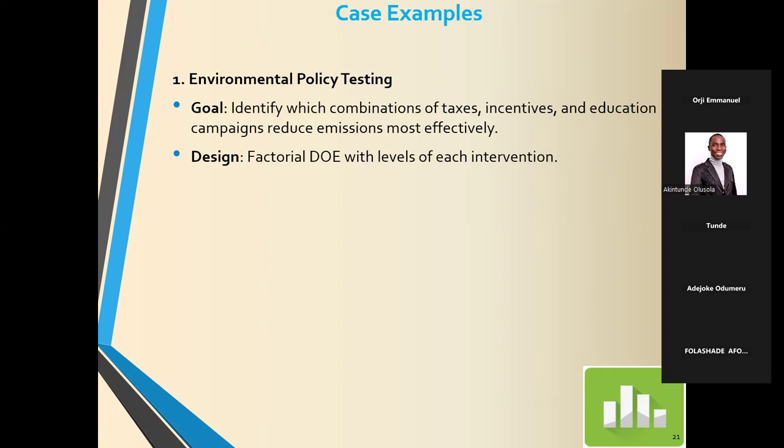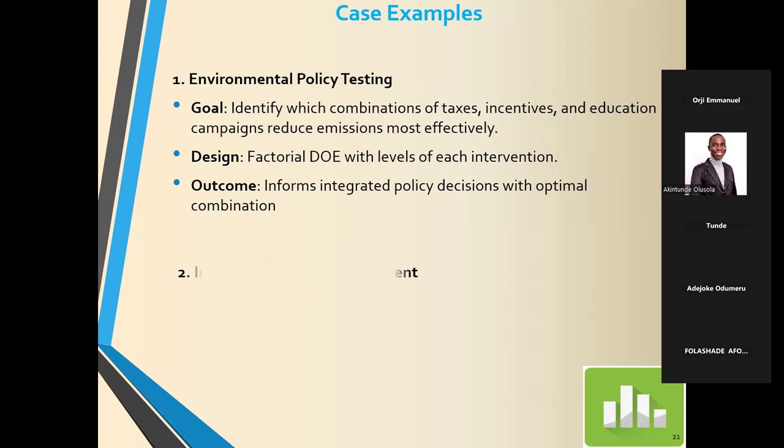So you want to design a factorial DOE with levels of each intervention. Then the outcome you're expecting is to inform integrated policy decisions with the optimal combination. You don't just want to use the guesswork method or the fire brigade method, just doing things anyhow. What these things help you do is to be systematic and unbiased in making your decision.